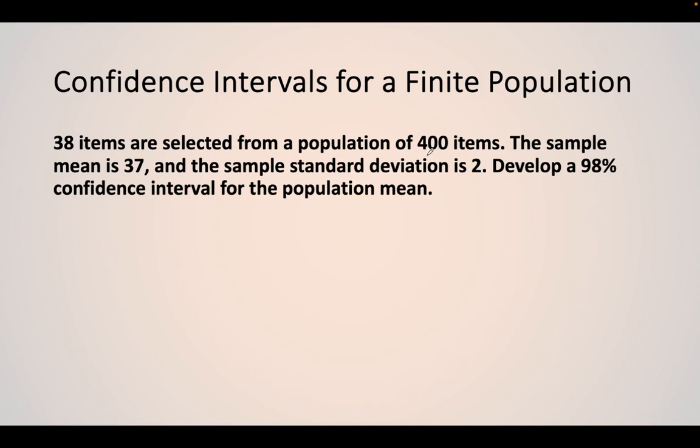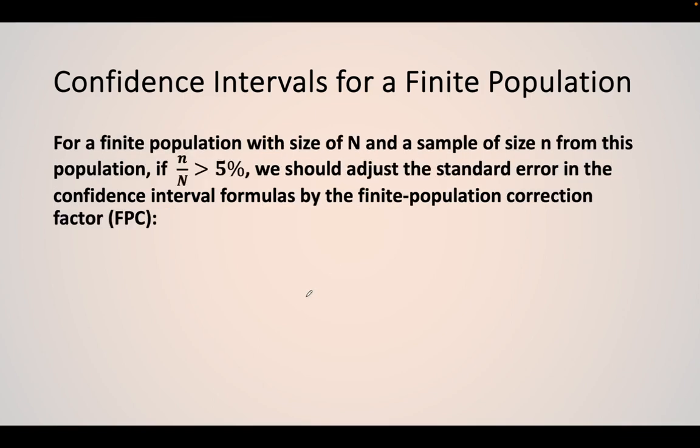In this question, the population size is given because there are a limited number of items in the population. Here we have a finite population. The question asks me to develop a 98% confidence interval for the population mean. When we need to make a confidence interval for a population mean and there are a limited number of items in the population, I need to follow this rule.